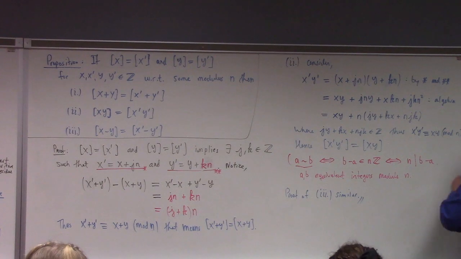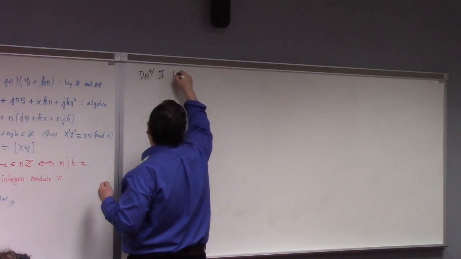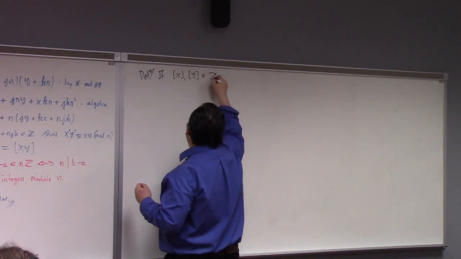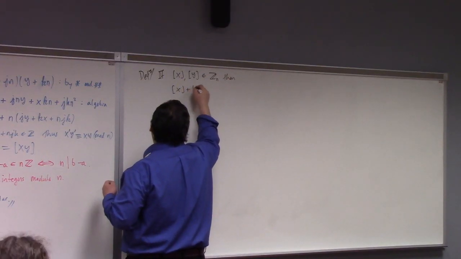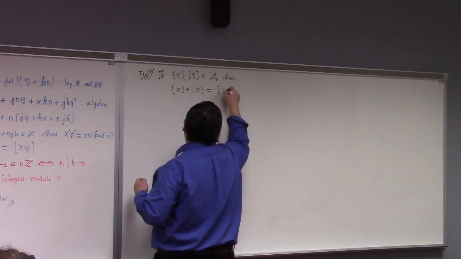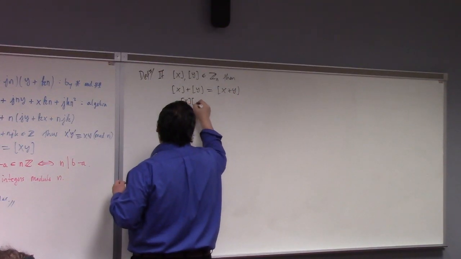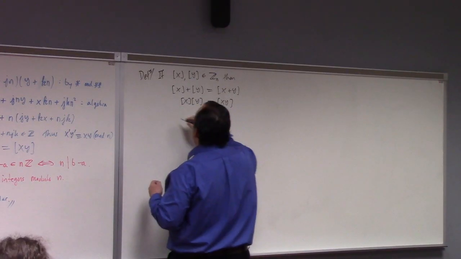So with this all made, now we can make our definition. If we have x and y in Zn, then the equivalence class of x plus the equivalence class of y is equal to the equivalence class of x plus y, and the equivalence class of x times the equivalence class of y is equal to the equivalence class of xy.